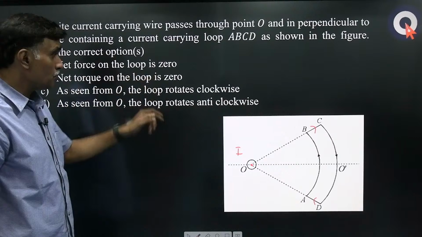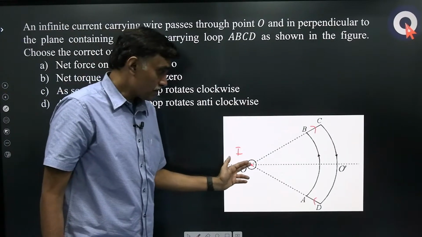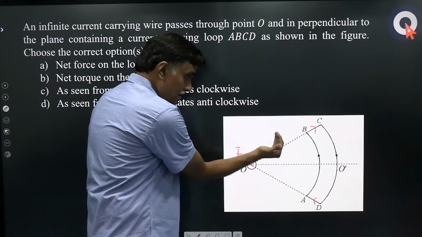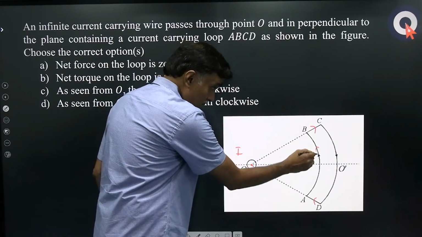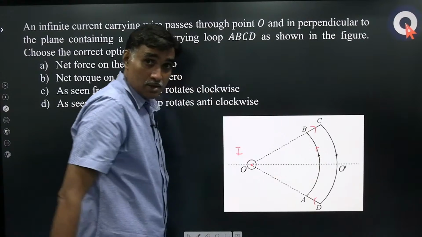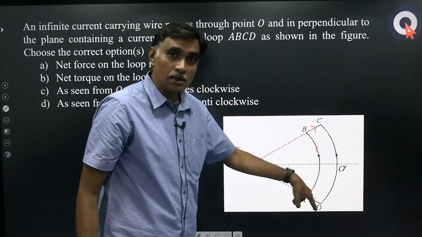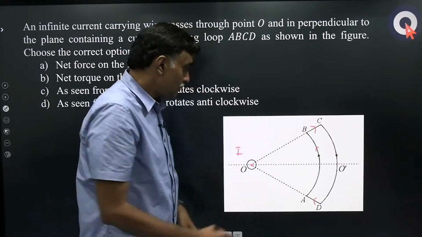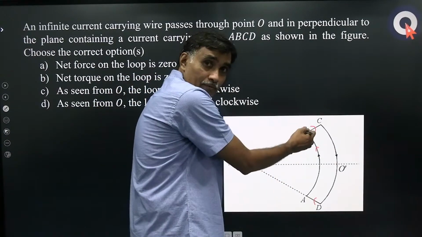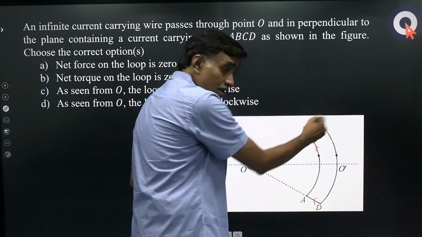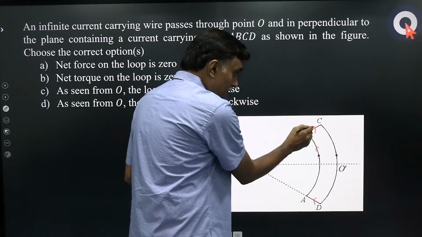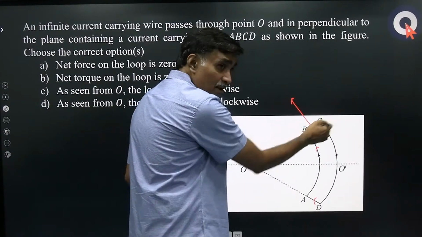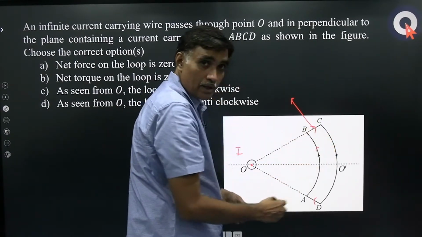Now net force on the loop is 0, that is correct. Now due to this wire, what type of magnetic field will I get if I take current in this direction? A circular magnetic field in this direction. So everywhere here the magnetic field is parallel to the current element, so force is 0. Here also it is antiparallel to the current element, but the angle is 180 degrees everywhere, so 0. Now here the magnetic field is going into the page and the current element is in this direction, so the force is in this direction.